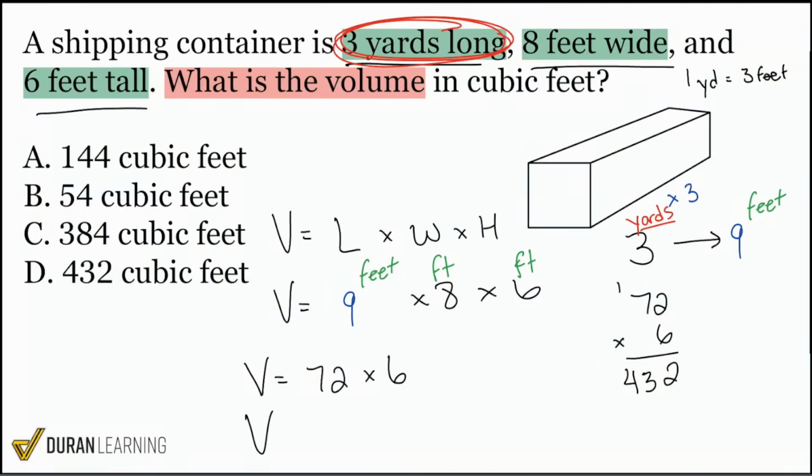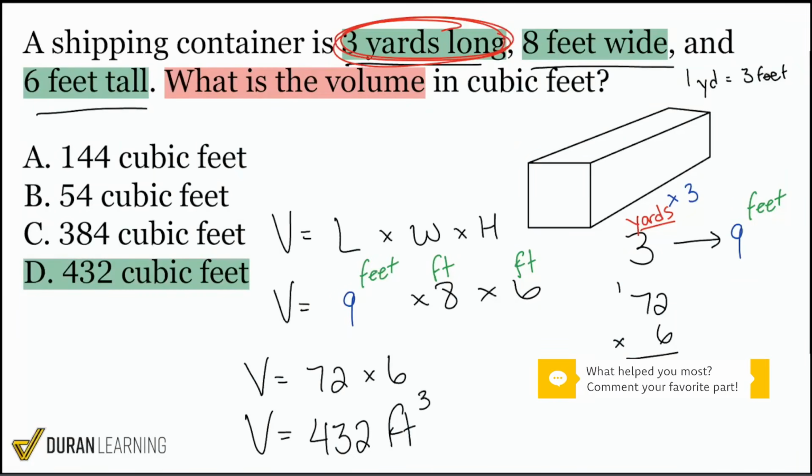And there we are. Our correct final answer will be 432 cubic feet. And that's why answer choice D is the correct answer and not A. A would have been achieved if you forgot to convert the 3 yards. So again, the correct answer is answer choice D.